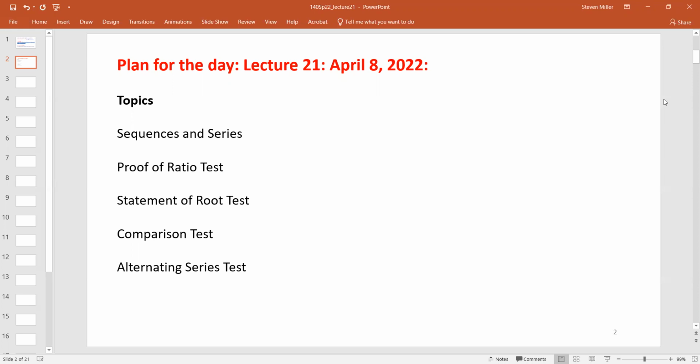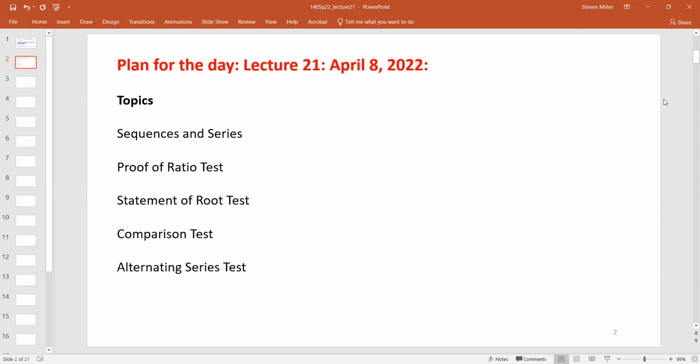Better could be easier to implement. Better could also be works for a larger class of sequences and series. So the comparison test is wonderful if you know what to compare it to. If you don't know what to compare it to, it's very hard. Comparison test requires art. Ratio, root test, integral test, for the most part, these are pretty straightforward if you can do algebra. The integral test, you have a little bit of work that you have to do.